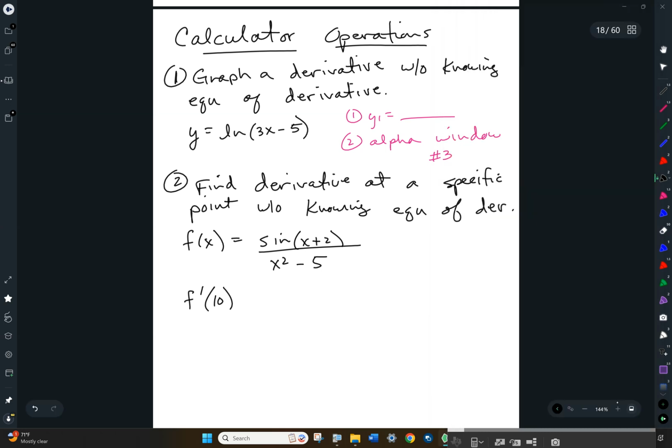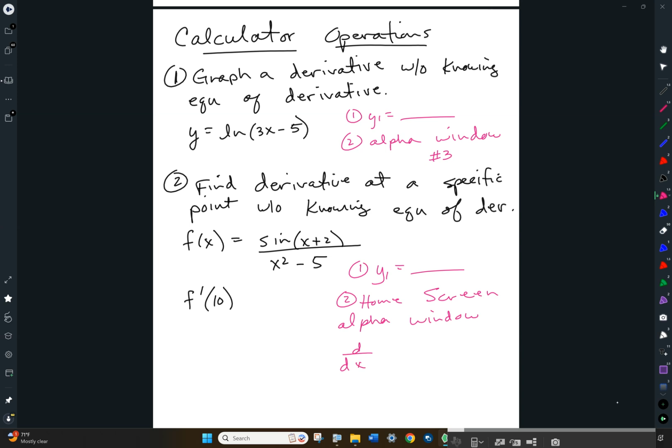So what I'm going to put here is you're still going to let y1 equal whatever that function is. But then from the home screen, you're going to choose that alpha window. You just want to make sure, so here's what you're typing in, right? Derivative of y1. You just want to make sure that where it says x equals in that box, that's where you're going to put in whatever the number is. So that's the difference on finding the derivative at a specific point.